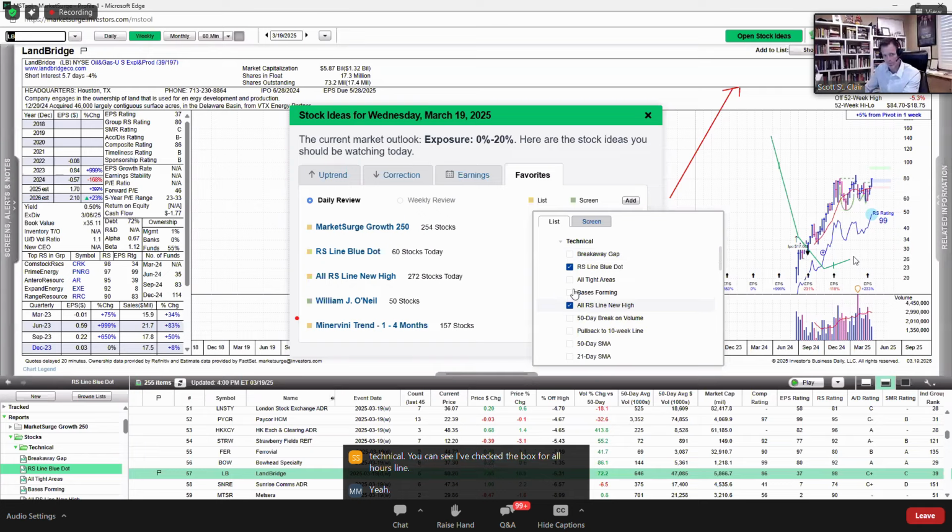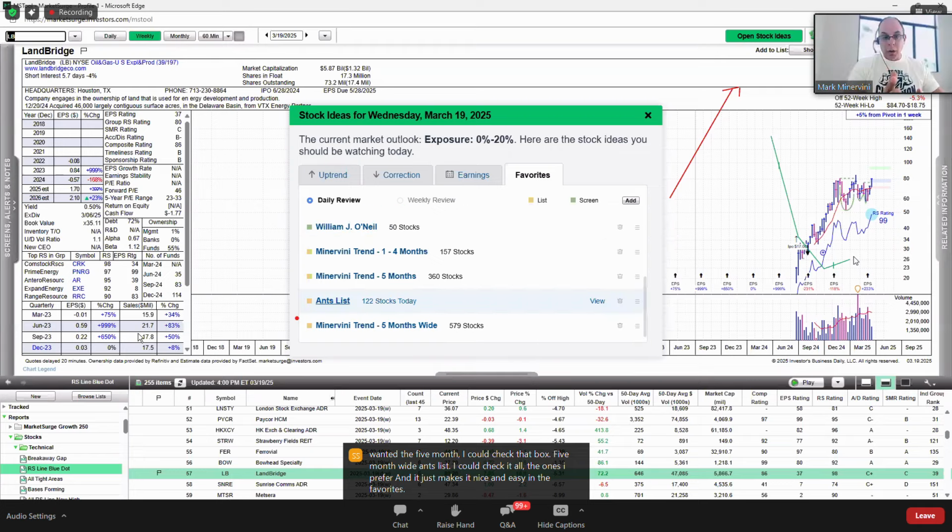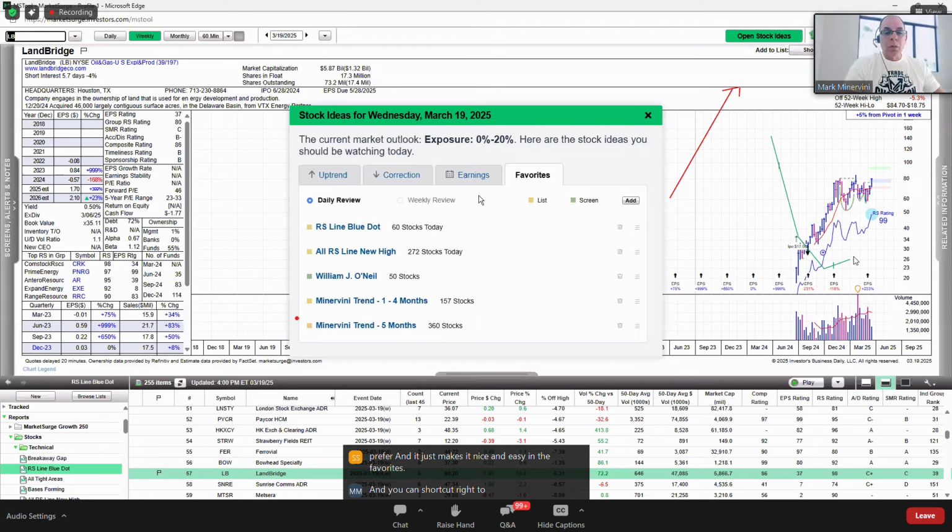Blue dot and the Minervini trend template. If I wanted the 5-month, I could check that box. The 5-month wide ants list, I could check all the ones I prefer, and it just makes it nice and easy in the favorites. And you could shortcut right to it too if you just go to, is it under correction or uptrend?